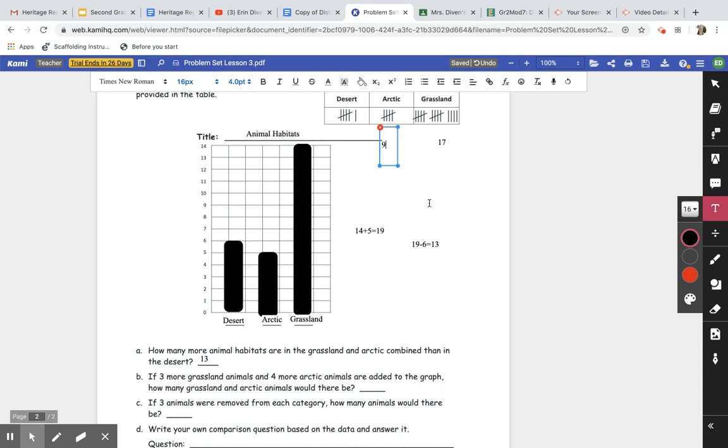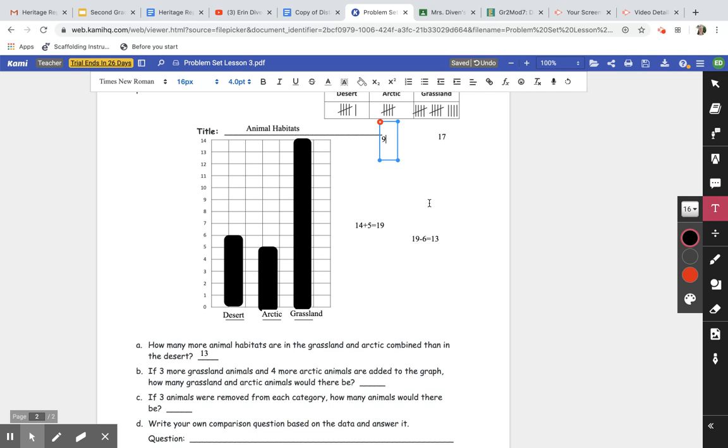And so then it's asking how many animals would there be total. So then we're going to be adding 17 plus 9. And again, you guys can use any strategy that you'd like here. You want to use vertical method. I'm just going to use mental math right now. So 17 plus 9 would give me 26. So our answer here for letter B would be 26.